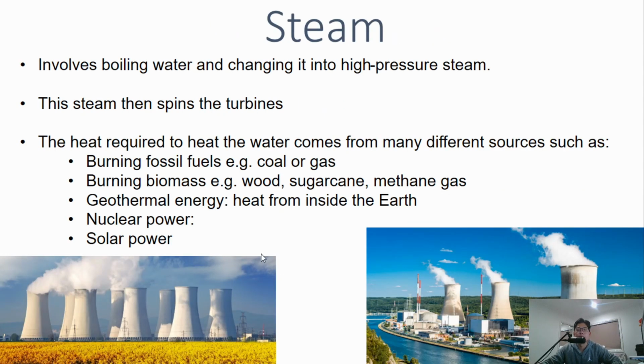And the third way we can spin turbines is using steam. This is the most common method of producing electricity, and this involves boiling water and changing it into high pressure steam. This steam then spins the turbines, but the heat required to heat the water comes from many different sources, such as burning fossil fuels, for example coal and gas, burning biomass, for example wood, sugarcane or methane gas, geothermal energy, nuclear power or solar power. These are all different ways we can heat water to produce high pressure steam to then spin the turbines.